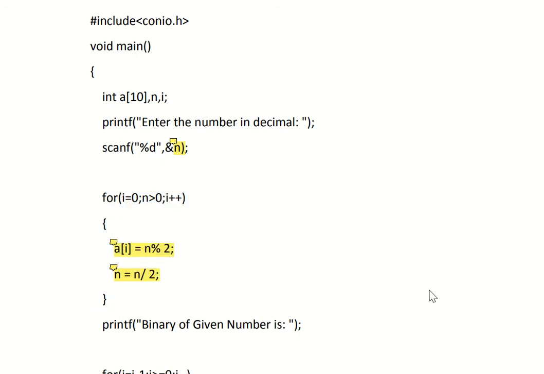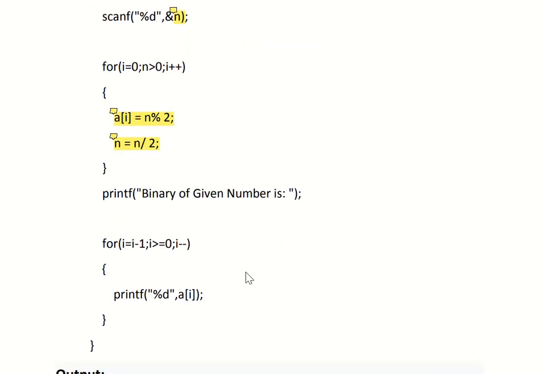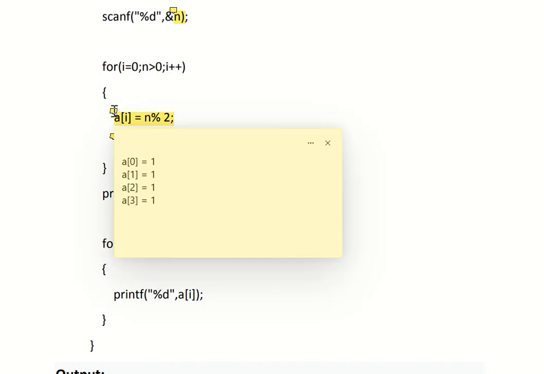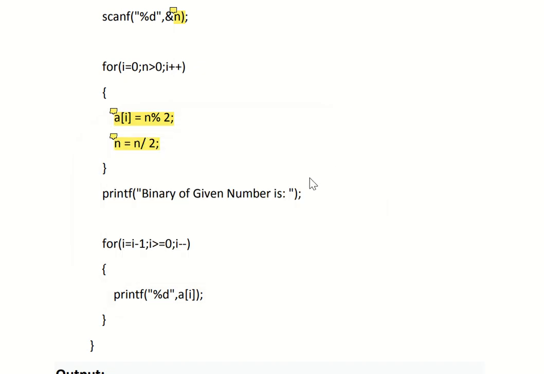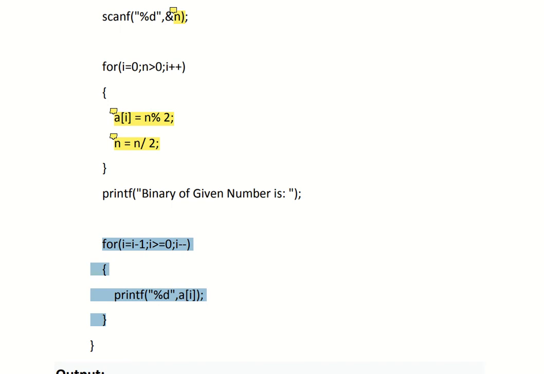Okay. Now next thing is printf binary of given number is. Now we have stored our answer in array, that is a of 0, a of 1, a of 2, a of 3, and answer is 1, 1, 1 and 1. So to print this, again we will require one for loop which will print a of 0, a of 1, a of 2, a of 3 and likewise.